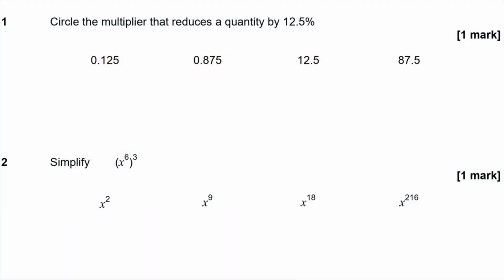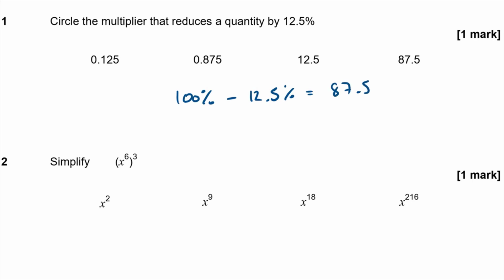Question 1. Circle the multiplier that reduces a quantity by 12.5%. Okay, well if you start with 100% and you reduce it by 12.5%, you're going to be left with 87.5%, which as a decimal is 0.875. So that's our multiplier there.